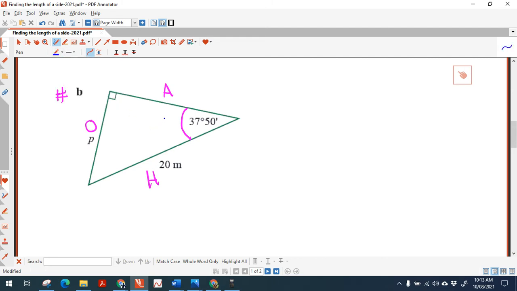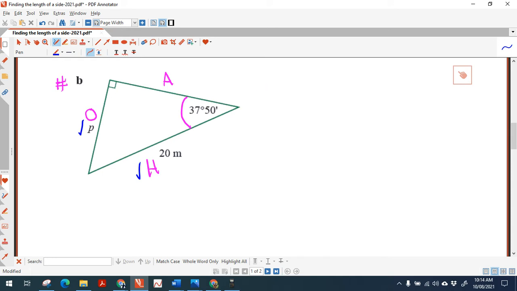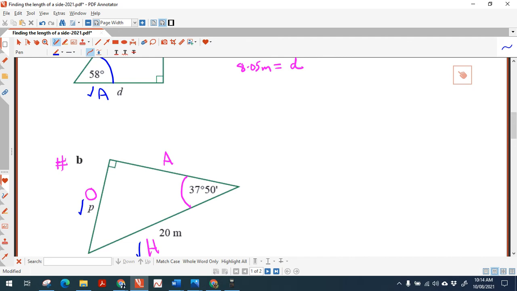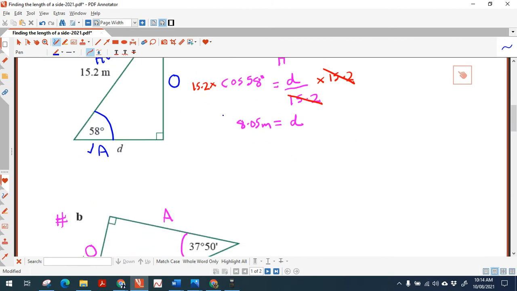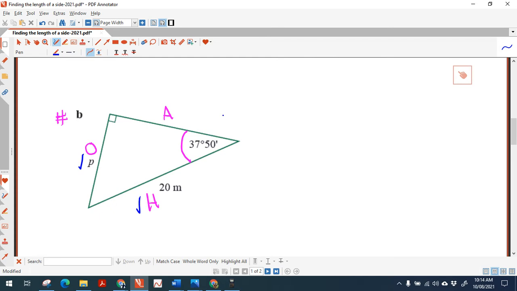We are working with the opposite side because that's the side we've got to find, and we're also given information on the hypotenuse. So thinking back to your word, Sokotoa, O and H is what we're looking at, and O and H is the first part of the word here. So O and H, that means we're looking at sine. All right, so we've done step 1 and 2. We've labelled the sides. We've decided it's a sine ratio.